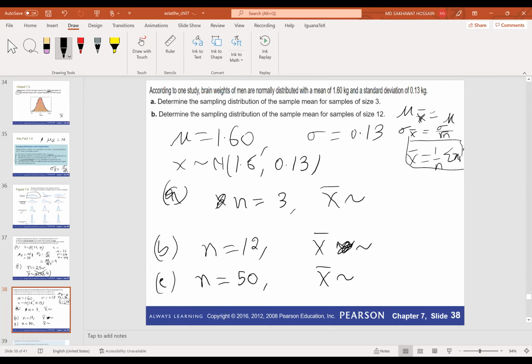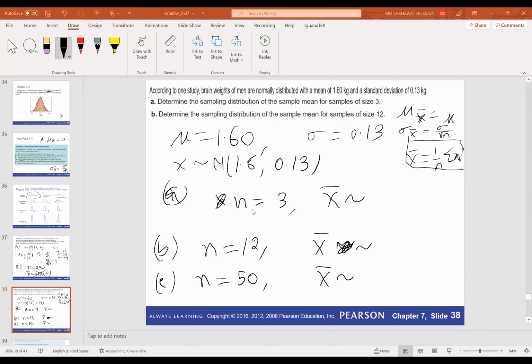Okay, so do you think that the distribution of X bar in part A will be normal distribution, or will it be something else? So what do you think? Okay, so you are saying it shouldn't be a normal distribution, right? If you think that X bar should be normal distribution, then write yes. If you think that X bar shouldn't be normal distribution, then you can type no. So all of you say no. Okay, that's great.